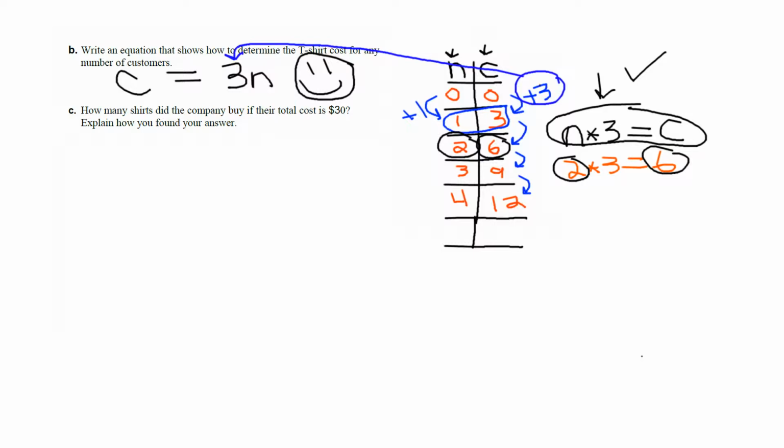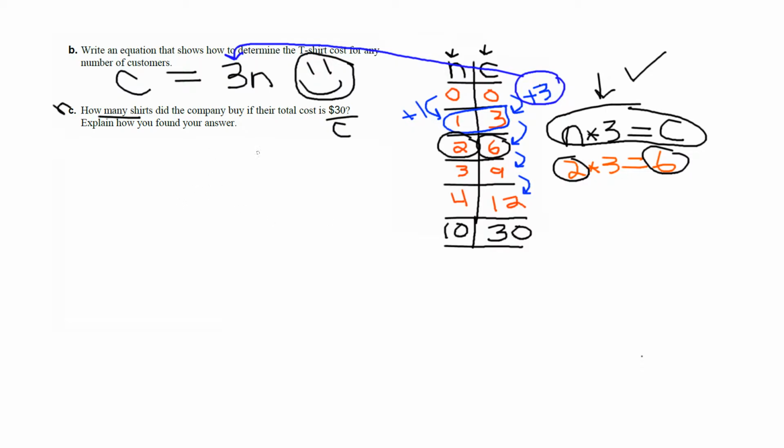Okay, part C says, how many shirts did the company buy if their total cost is $30? Explain how you found your answer. In other words, they're telling us the C, and they're asking us what the N is. So they're telling us that the C is 30, and they want to know what this number is. Well, how do we go? We know how to go from N to C. We multiply by 3. So how do we go from C to N? Hopefully you said divide by 3, which would be correct. And yes, the answer is 10.